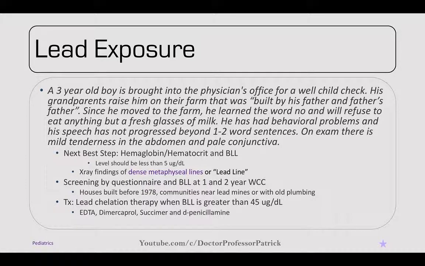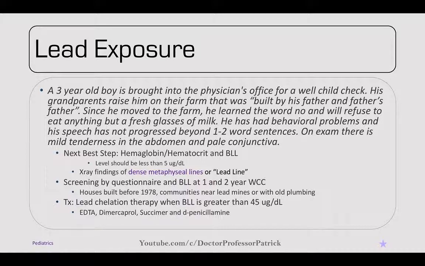So lead exposure. We've got a case of a 3-year-old brought into the physician's office for a well-child check. His grandparents raised him on the farm that was built by his father and father's father. And since moving to the farm, he learned the word no and refused to eat anything but milk. He has had behavioral problems, and his speech has not progressed beyond 1 to 2 sentences. On exam, there's mild tenderness in the abdomen and pale conjunctiva.